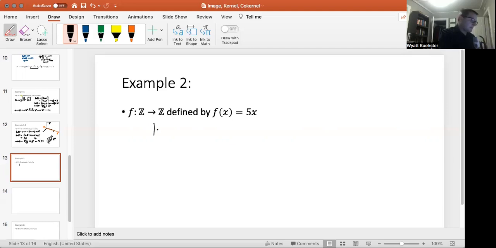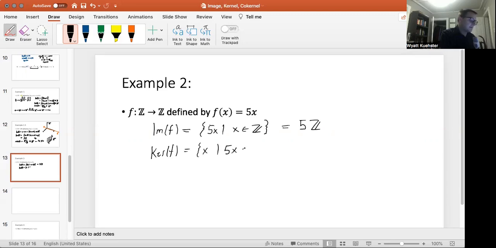So what's the image of this map? The image of F is all of the things of the form 5x, where x is in Z. So this is what we called last time 5Z. It's all the multiples of 5. The kernel of F is all of the x such that 5 times x is 0. Well, there's only one of those, it's 0. So this is another injective map. Multiplication by 5 is injective.